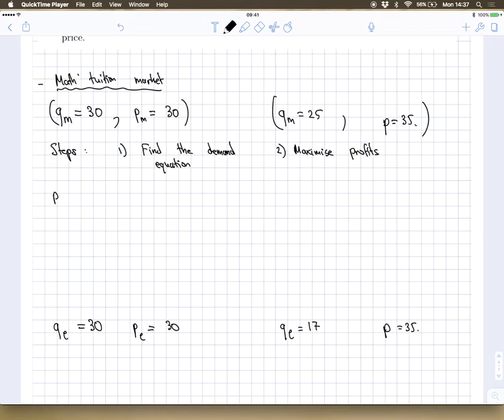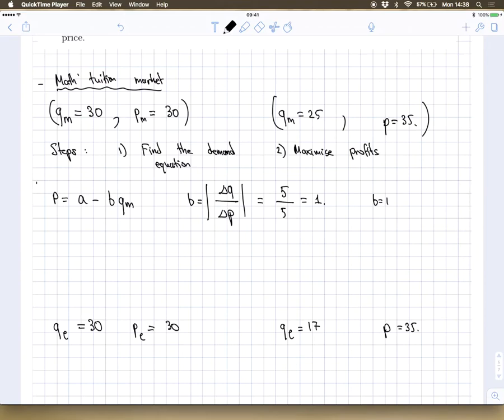So P is equal to A minus B times Q_M. Okay, what is B? B is going to be delta Q over delta P. I'm just going to take the absolute value of those, okay? So what was the change in Q? 5. What was the change in P? 5. What's the slope? 1. So I figured out that B is equal to 1.